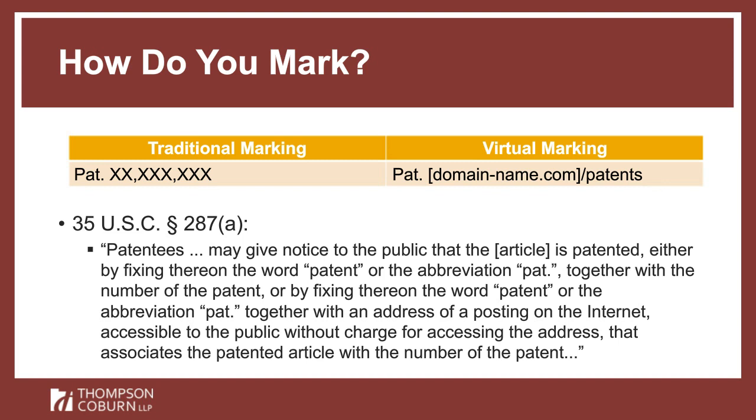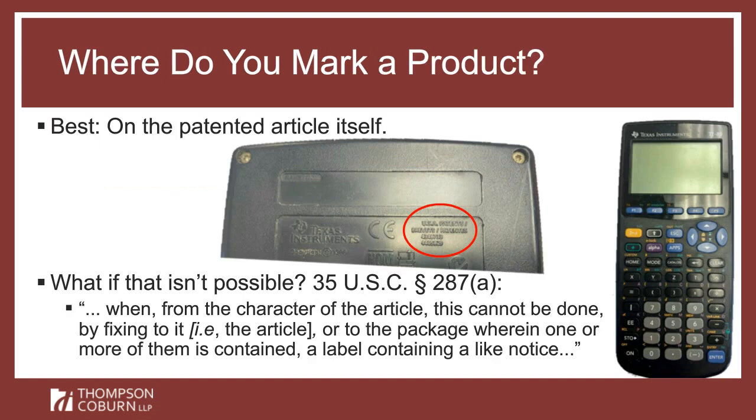In addition, the patent may actually issue after your product is already on the market. And if you've just put the website, then instead of having to go back and change the product or redo the molds, you can simply go to the website and update the listing of patent numbers. Now I'm going to get a little more into detail about virtual marking in some later slides, so we'll get back to that. But I want to step back to where do you actually mark the product?